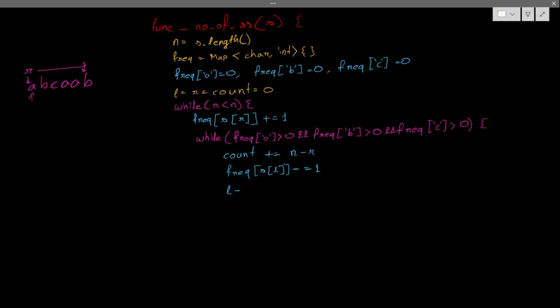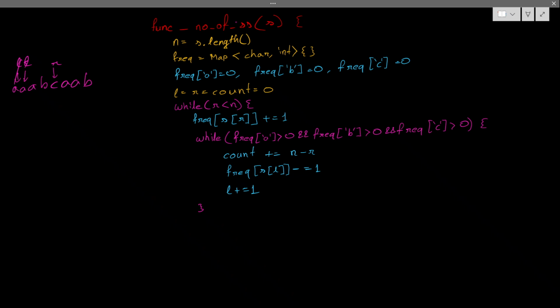After that, I have to increment L. Let's say at some point of time this is my case: L is here at this point and R is at this point. So this is a valid case. At that time L will be moved forward so that the window can be reduced, right? So I'll reduce the window, and after that, reducing the window is done.